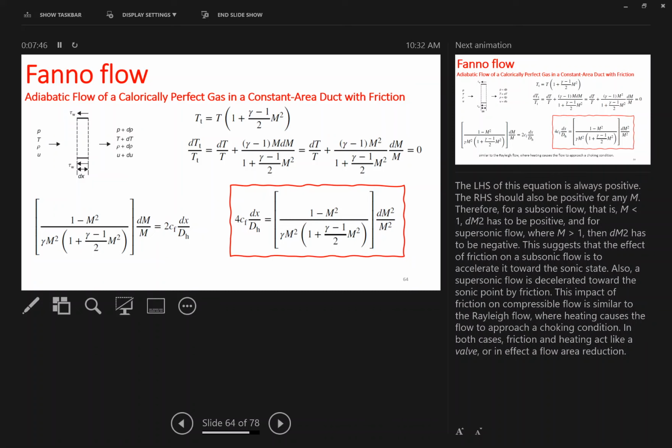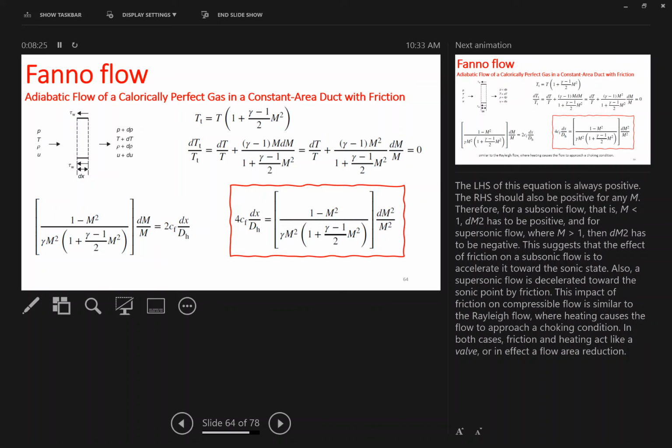Or what will happen when you are dealing with a supersonic flow? The numerator here is always going to be negative, so dM must be negative as well for the equation to hold true. So this negative dM means that your Mach number is decreasing if you are in a supersonic flow. So if your inlet is supersonic, the Mach number will decrease and you will get to the sonic condition. This explains the choking of a Fanno flow mathematically.